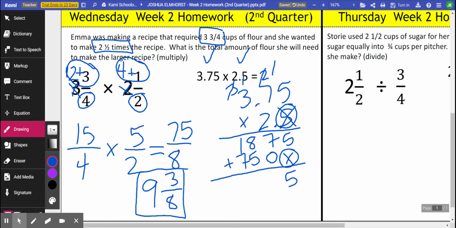So we got 5, 7, 8 plus 5 is 13, carry the 1, and 7, 8, 9. And then we count our decimal place values, 1, 2, 3, 1, 2, 3. So we come up with 9 as a whole number and 3 divided by 8. And if we actually divided that out, 3 divided by 8 does give us 0.375.